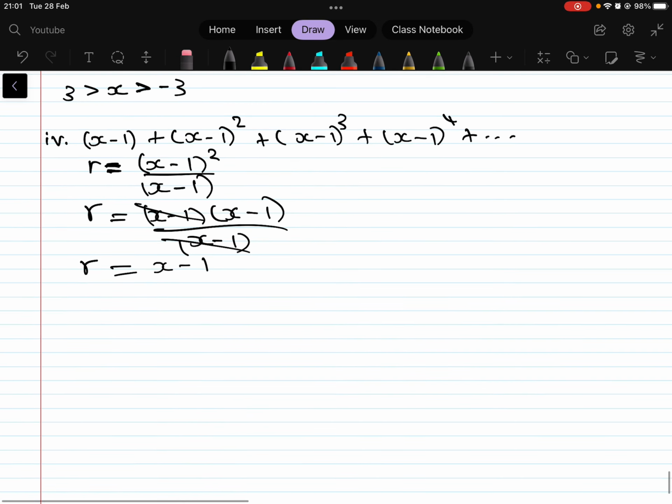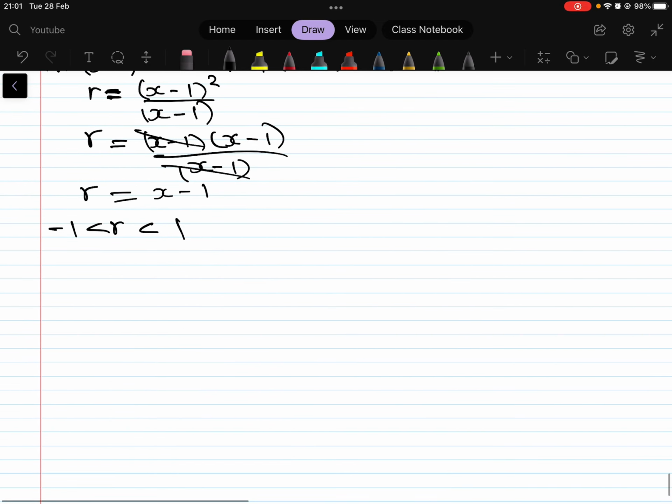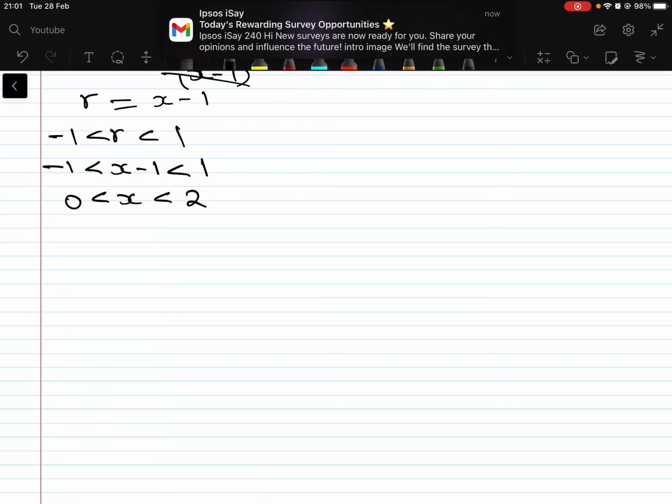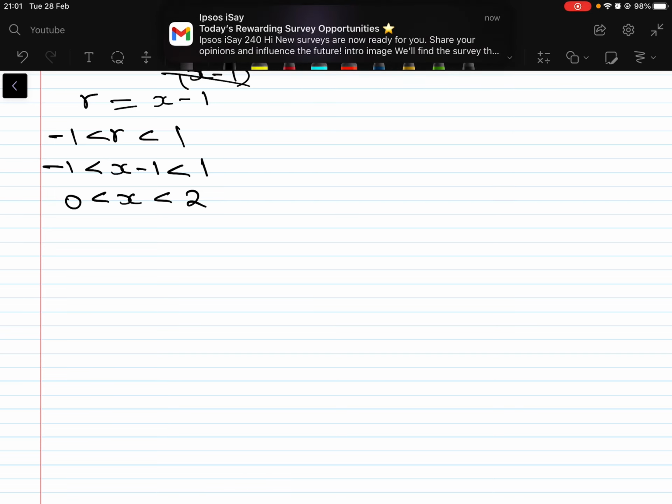That is your r. But for the series to converge, the condition did not change. r has to be between -1 and 1. Therefore, since r is x minus 1, x minus 1 still has to be between -1 and 1. Now you just need to add 1 to both sides. This side is going to have 2, that side is 1 minus 1, which is 0. So for the series to converge, x has to be between 0 and 2, however you'd like to put it.